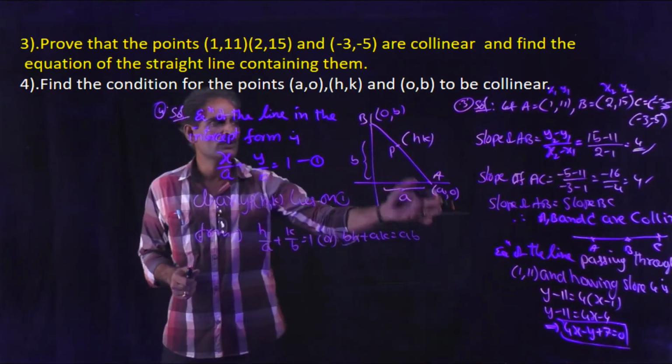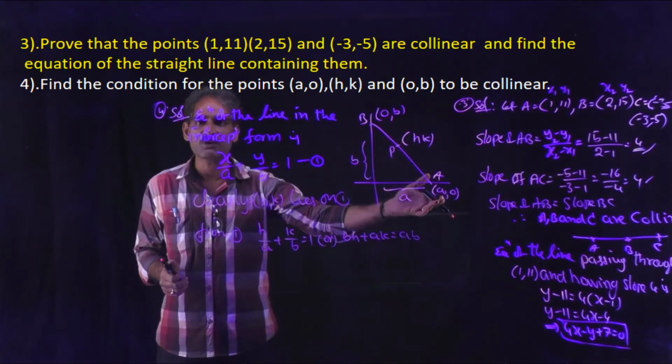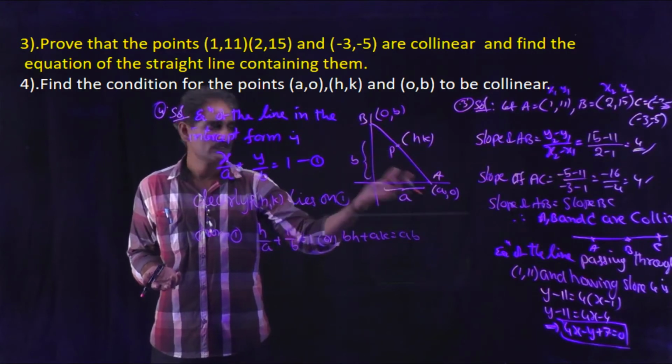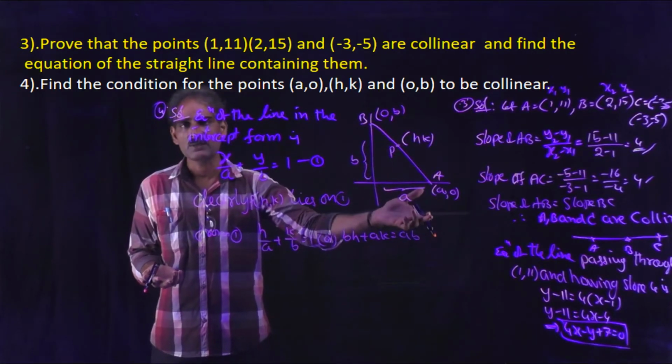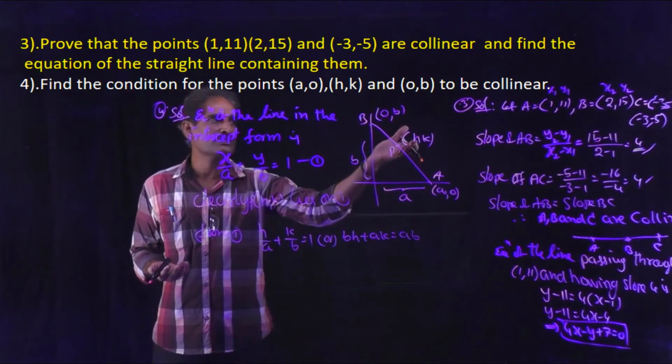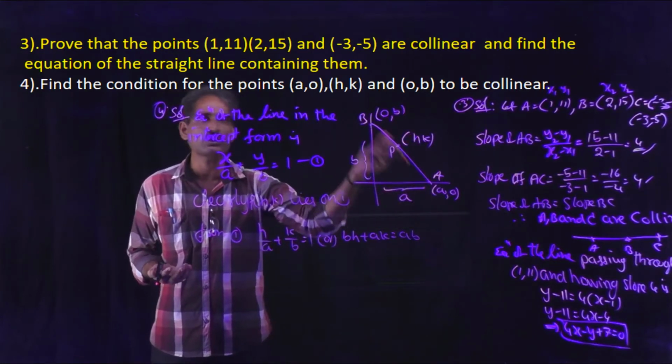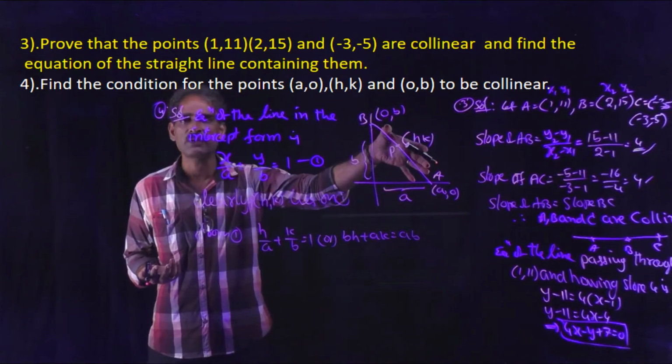Clearly, a comma 0 and 0 comma b are the coordinates of points on the x and y axes. These are the positions of A and B. Given that the 3 points are collinear, that means h comma k lies on the line which is passing through these 2 points. So this is the position of the line.